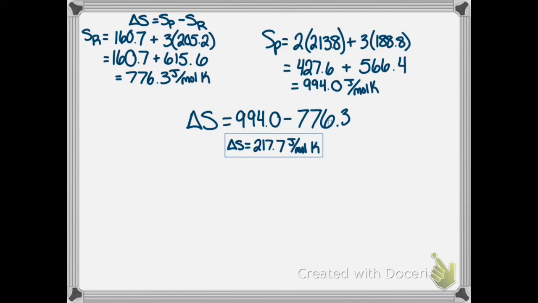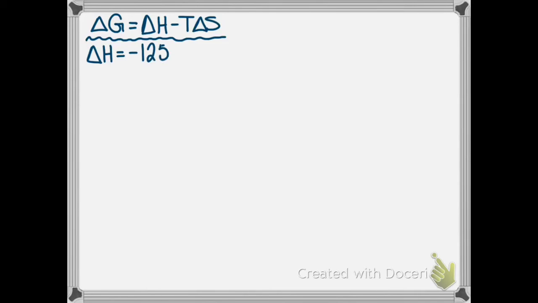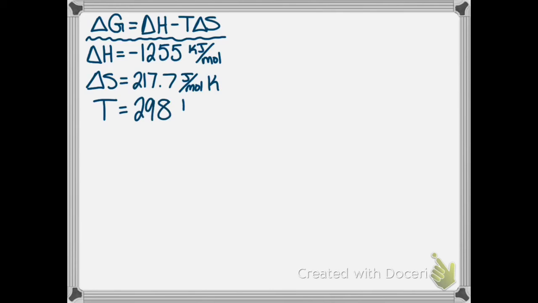Now our last variable that we're solving for is our delta G, and we know our delta G is equal to the delta H minus T delta S. If we solve for this, we know our delta H is a value of negative 1,255 kilojoules per mole. We also know our delta S value is 217.7 joules per mole Kelvin. And we know our last value of temperature is 298 Kelvin from the original problem.